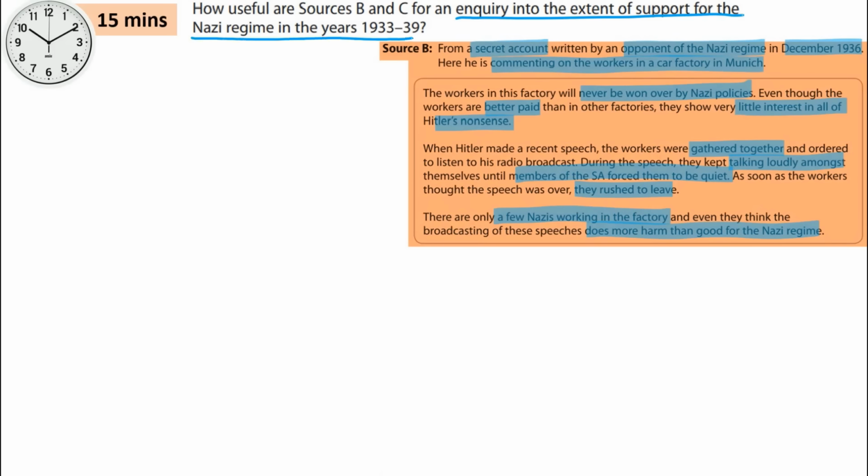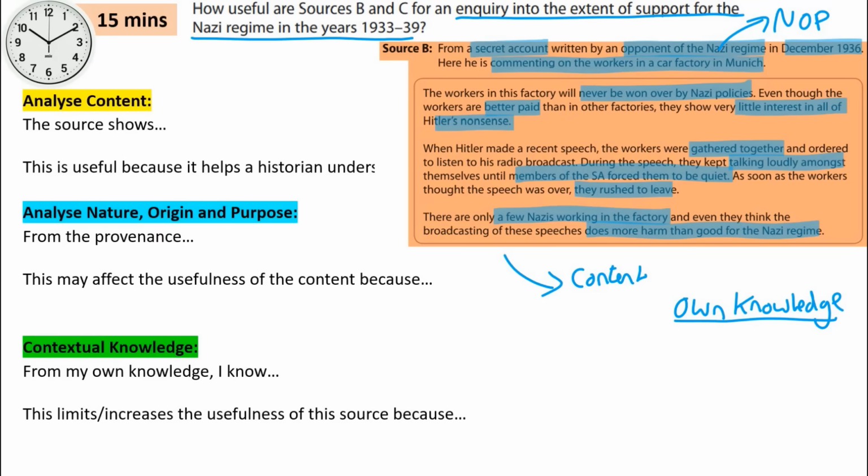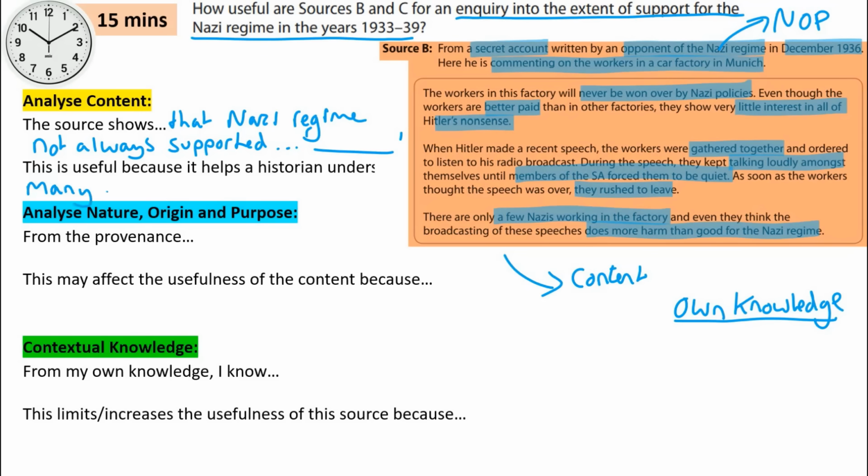When it comes to actually writing then, you need to answer the question about explaining how useful the sources are for a specific inquiry. And there are 3 things that you need to do as part of this. You need to make sure that you're referencing the content of the source, the nature, origin, purpose, that's the provenance, and using your own knowledge as well. When it comes to this, I've got a few sentence starters for you. So when it comes to analysing the content, I like to start by saying what the source shows. If it's written, I'll give a quotation as part of this as well. But the crucial part to get yourself into the highest levels is to say how this makes it useful. This is useful because it helps a historian to understand what.